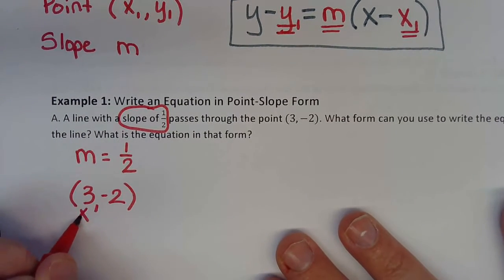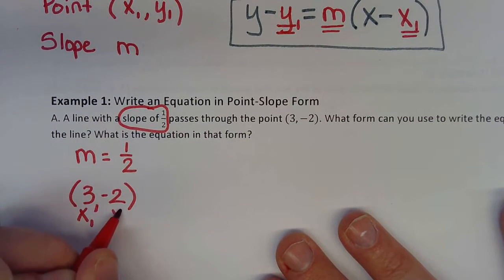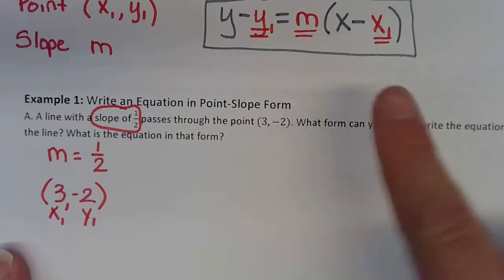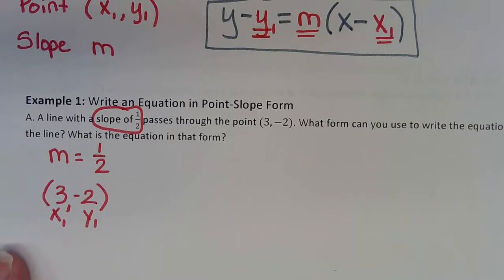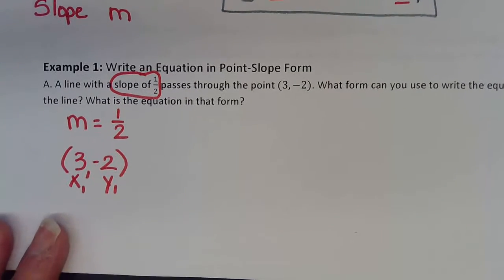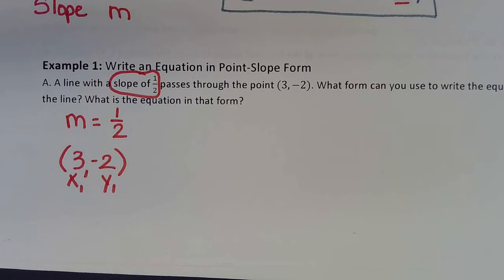X. It always goes x first. It's x1. And then your -2 is y1. And it says, what form can you use? We're going to write these in point slope form. We're never going to use any other form to write actual equations given all this information. We're just going to use point slope because it's the easiest.